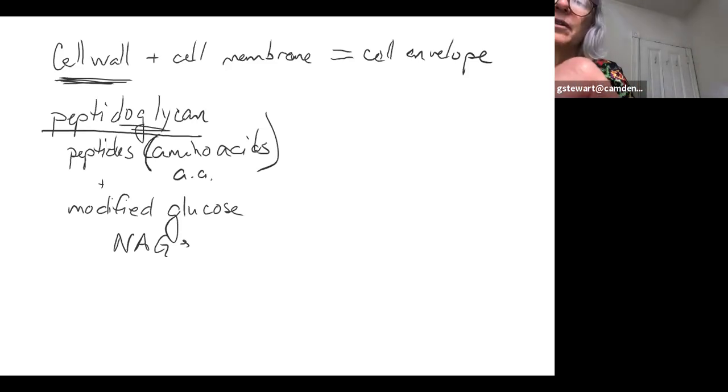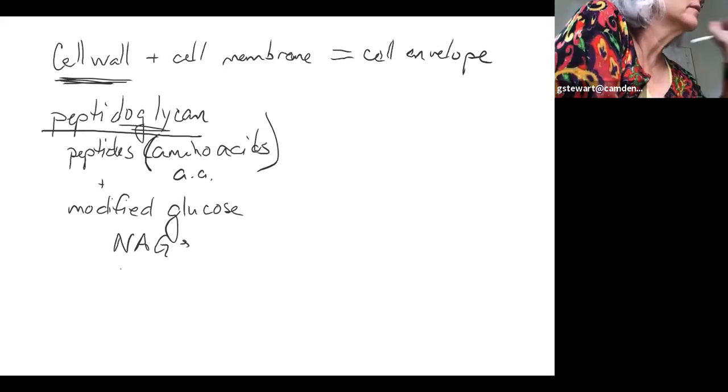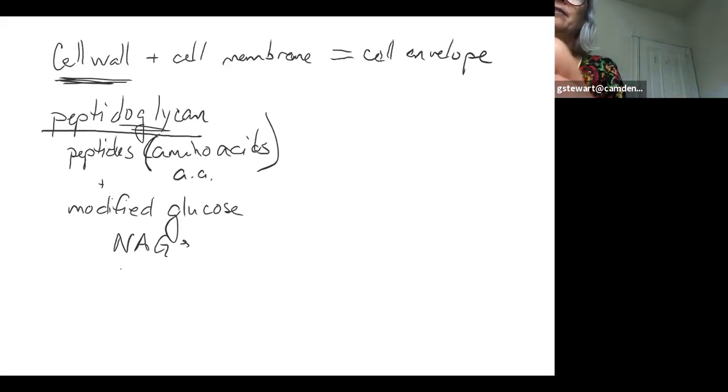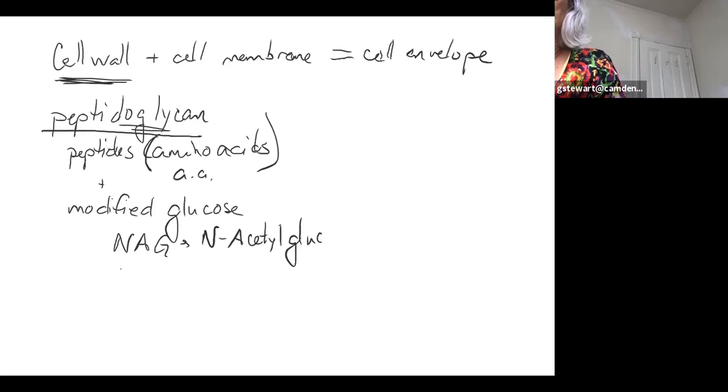And the other, wait, no, I can't even, really? Glucosamine, sorry, N-acetylglucosamine. That didn't sound right. So N-acetylglucosamine. The other's an acid. And NAM, which stands for N-acetylmuramic acid.